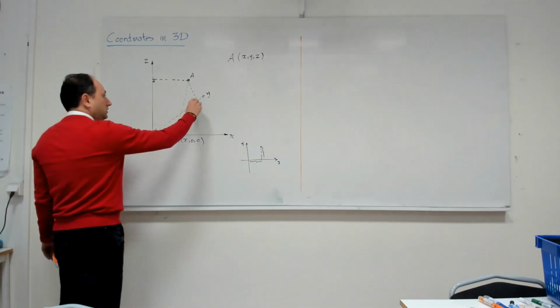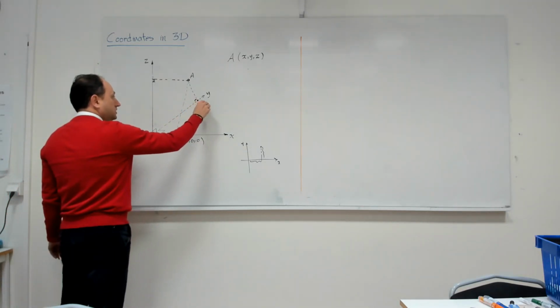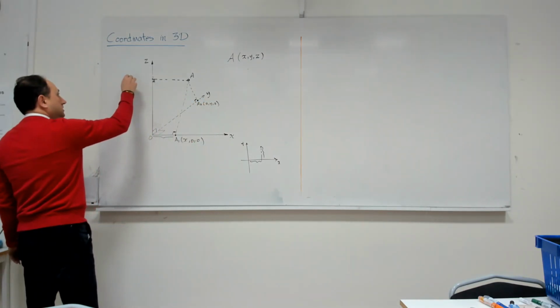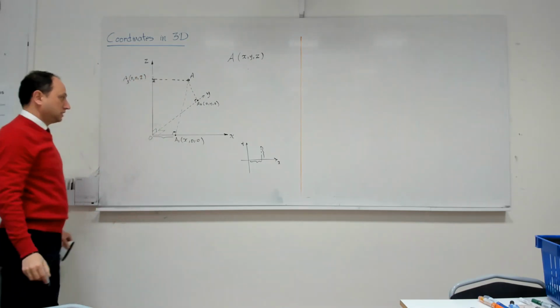So here, what are the points? If I have A2, I will have 0, y, and 0. And if I am here, I will have 0, 0, and z. So that they are clear.